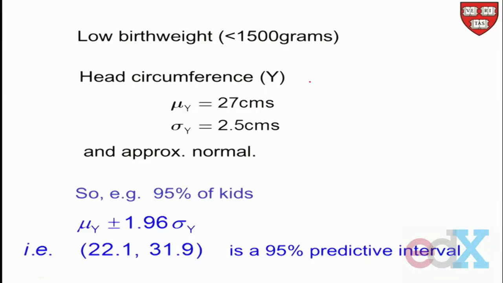All right, so what we found, if we just look at all these low birth weight kids, is that the head circumference was pretty much normally distributed with a mean of 27 centimeters and a standard deviation of 2.5 centimeters. So they're approximately normal. What this means is we could set up a 95% predictive interval, and here it is: 22.1 to 31.9, so roughly between 22 and 32 centimeters.